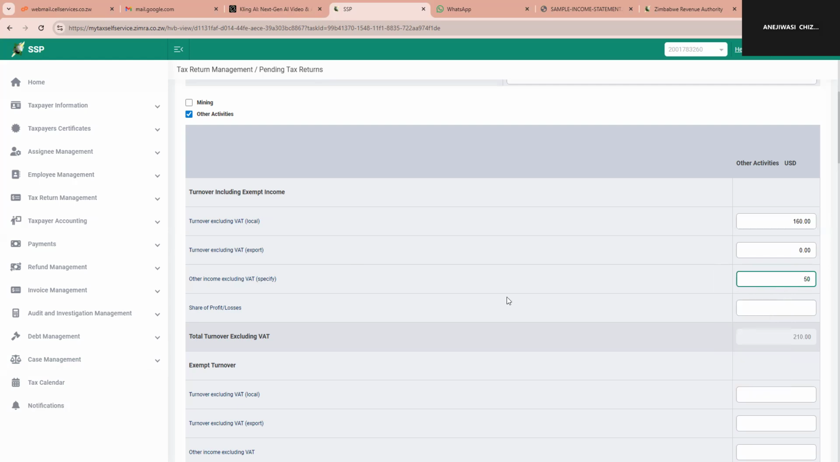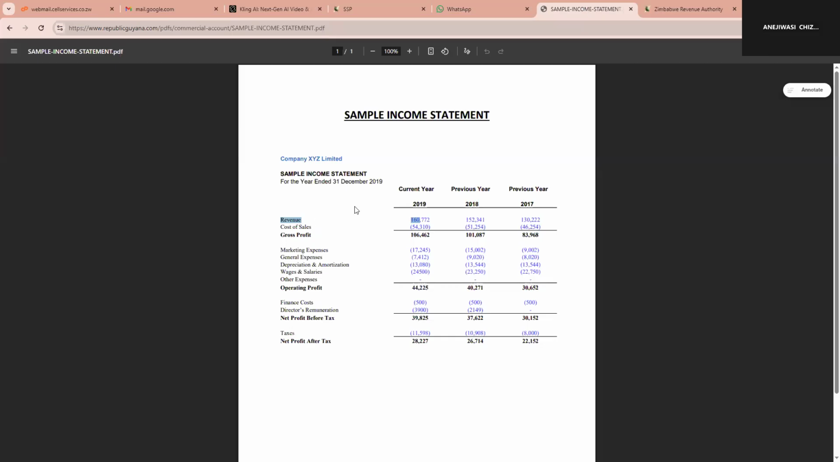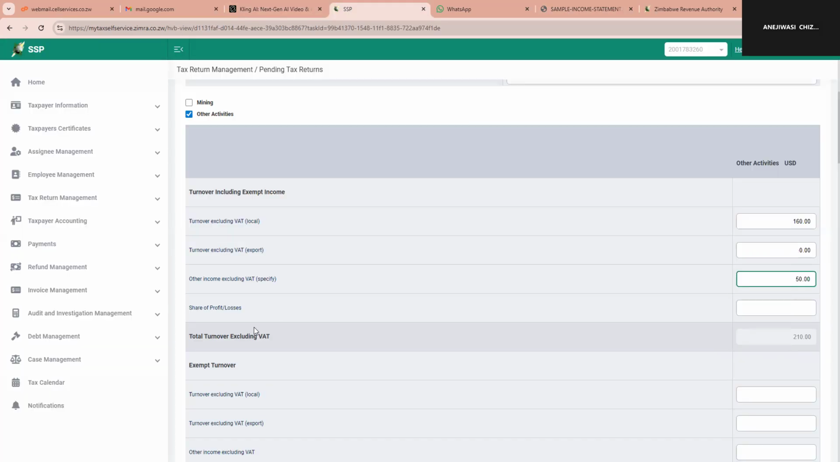So these figures, again, I'm saying they will be coming from your income statement. It's wiser because you must have included everything here in this income statement, right? Then, did you receive a share of profit? Probably you are invested in another company and probably you got a share of profit, right?